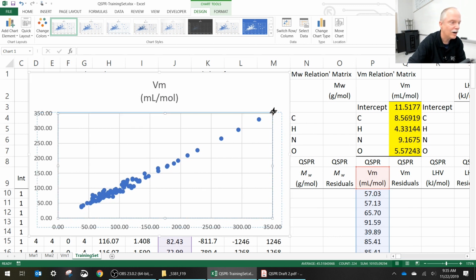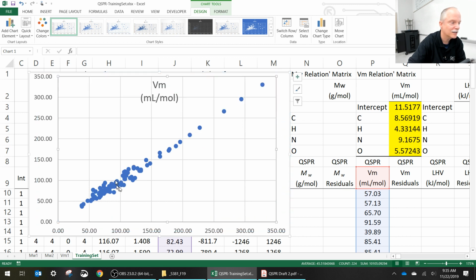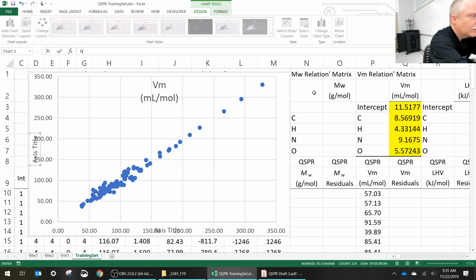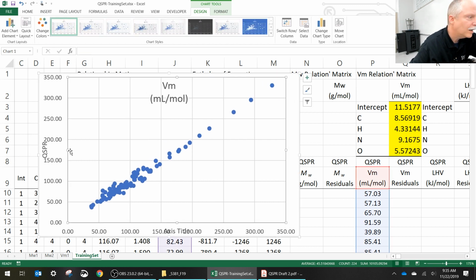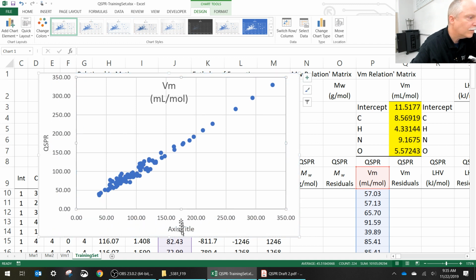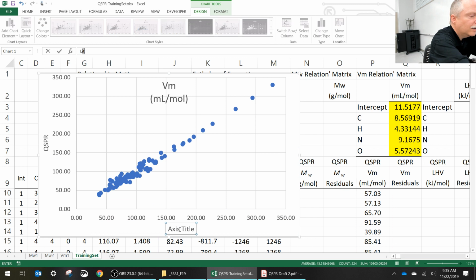This is our QSPR on the y-axis plotted versus our literature values. And so I'm going to give this axis titles, and we call it QSPR for the y-axis. And then for the x-axis, I'm going to click that title and type in lit.